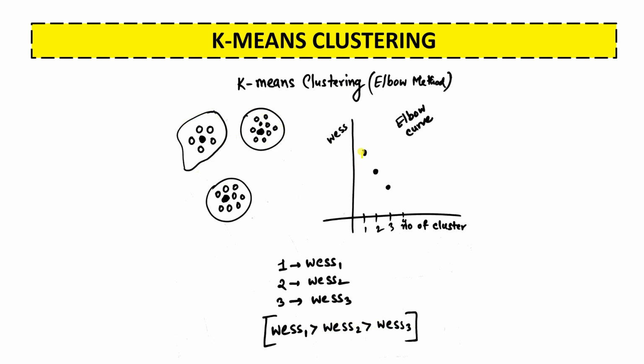Let's see one thing inside this algorithm. If the number of clusters is one, this is called WCSS one. If the number is two, it's called WCSS two, and if the number is three, it's called WCSS three. That means for one cluster we have the higher value of the WCSS. In the first WCSS we have the higher value, and as the number of clusters increases we have a lower WCSS value. So with one cluster we have the maximum WCSS.